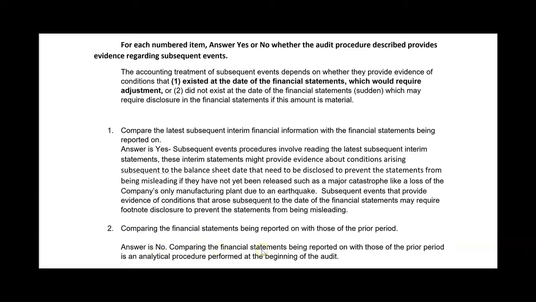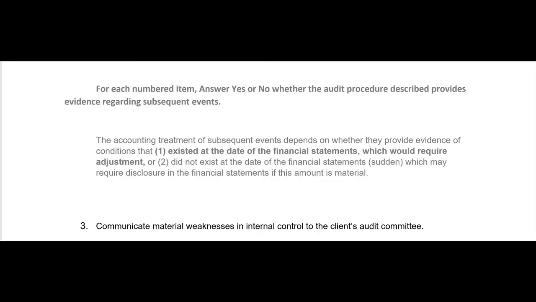When would you compare financial statements being reported on with those of the prior period? That's an analytical procedure. That's performed at the beginning of the audit in the planning stage. That's an analytical procedure, but that procedure will not provide evidence regarding subsequent events. Number three, communicate material weaknesses in internal control to the client's audit committee. Is that an audit procedure that provides evidence regarding subsequent events?